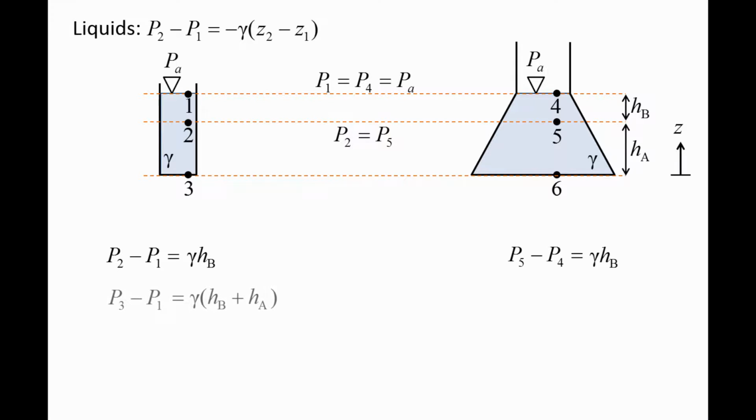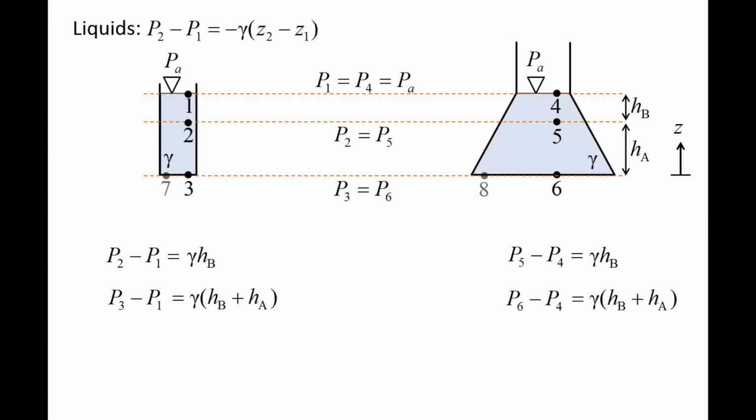The difference in pressure between points 1 and 3 is gamma times the vertical distance hb plus ha. There is the same pressure difference between points 6 and 4. Since P1 and P4 are both atmospheric pressure, this means P3 is equal to P6.